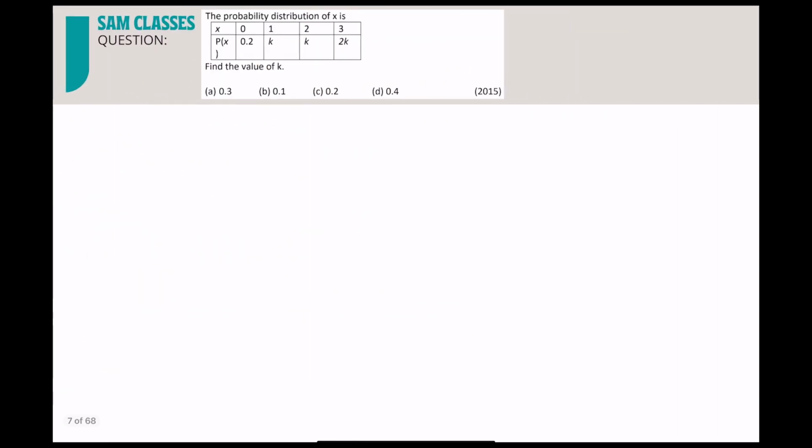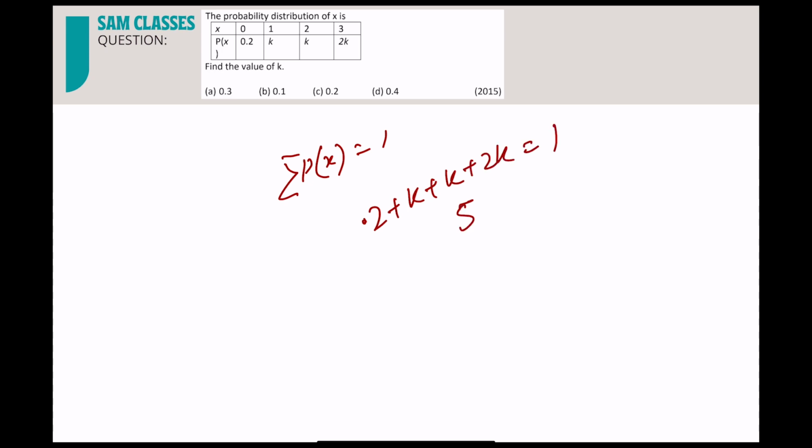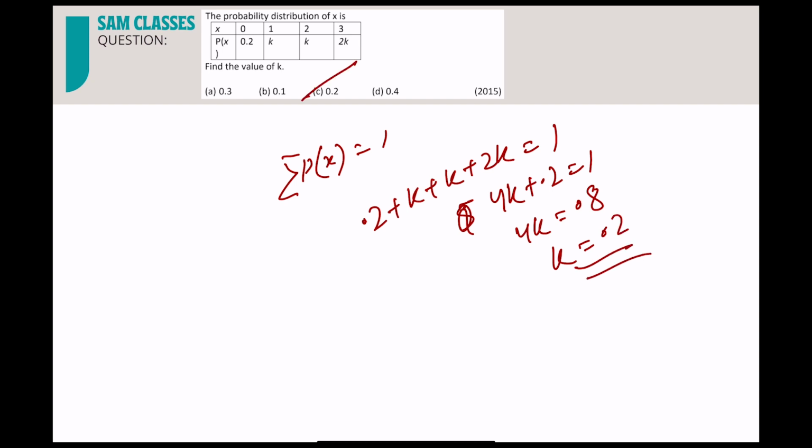Okay, next, very simple. We know sigma P(x) is equal to what? Probability of all of this is equal to 1. That's it. So what you add: 0.2 plus k plus 2k, sir, is equal to 1. So 4k plus 0.8 is equal to 1. So 4k is equal to 0.8 and k is equal to 0.2. That's it. They give you some easy questions, some hard. This question you can solve in less than 10 seconds, so you can have some time for the other questions to make it up.